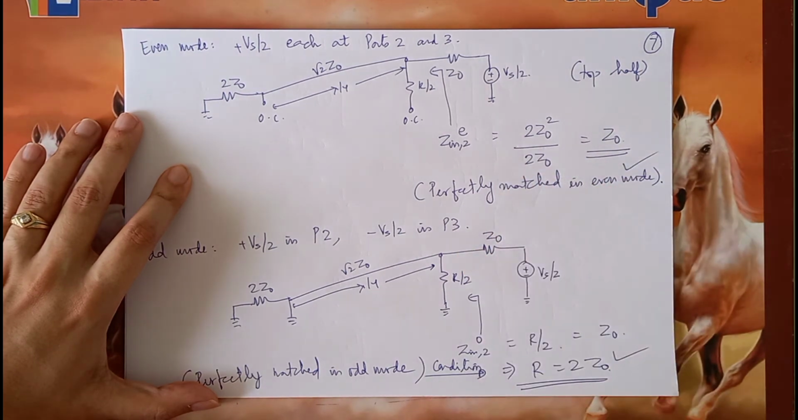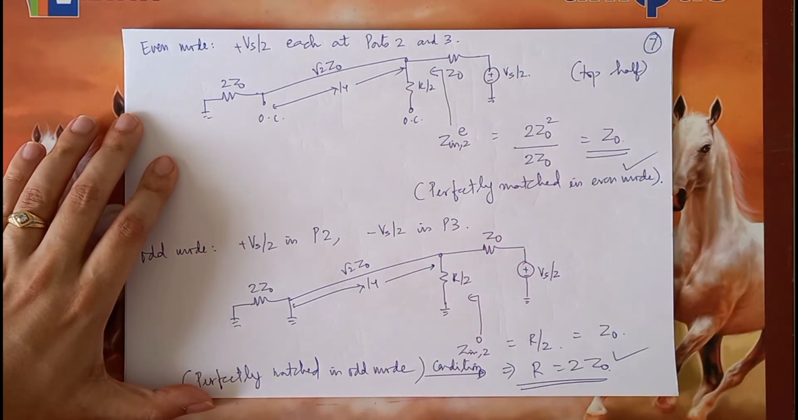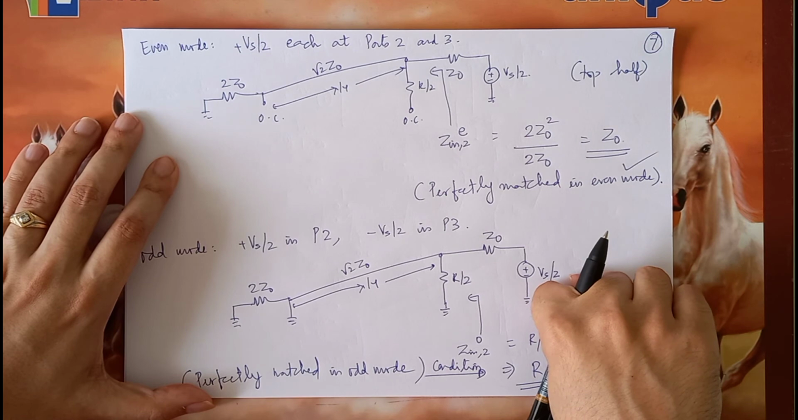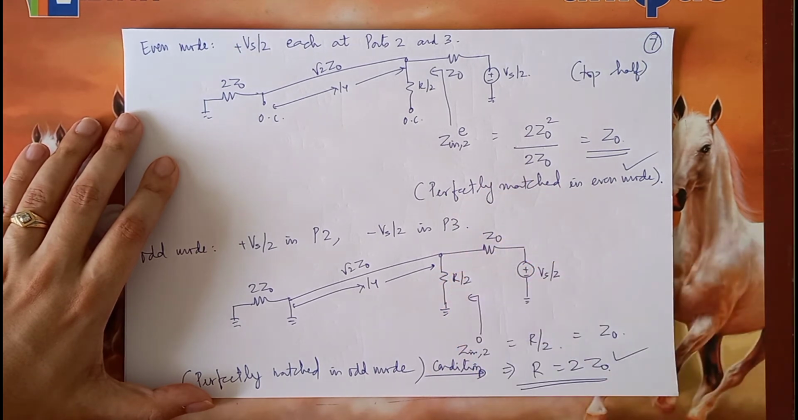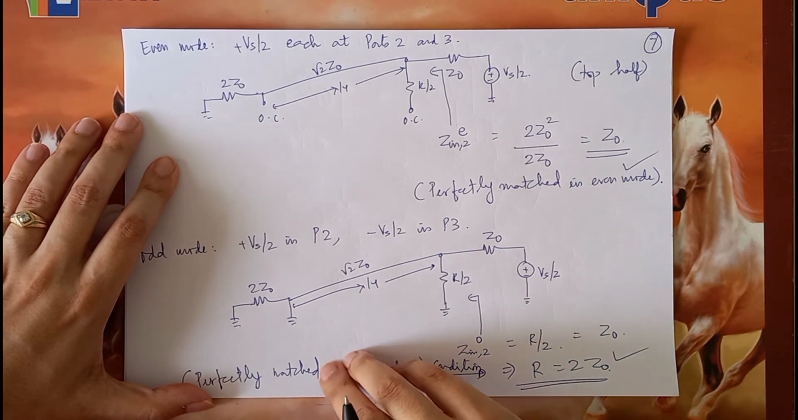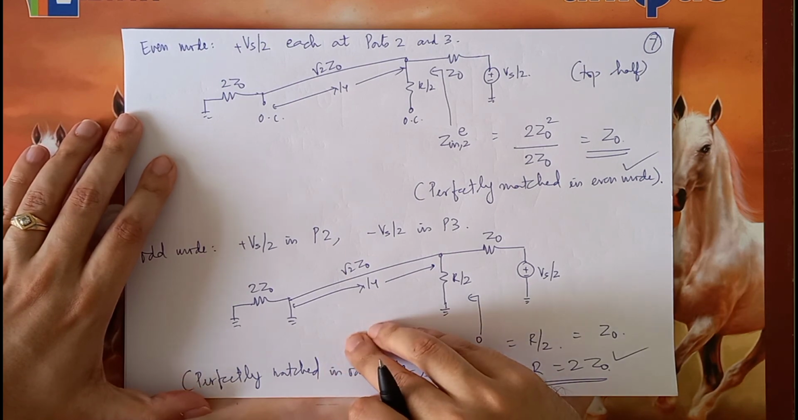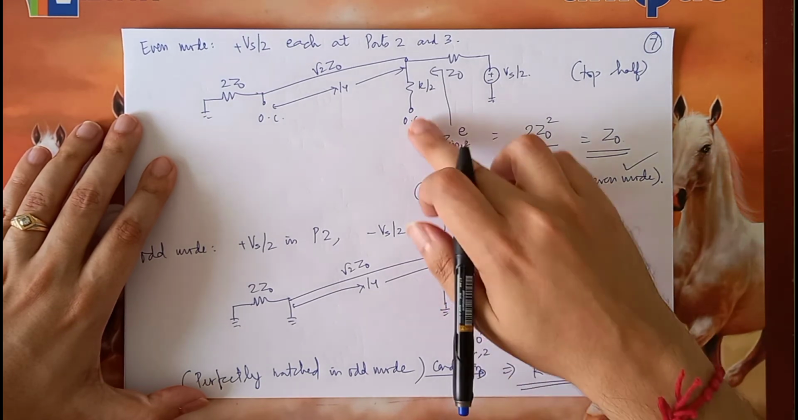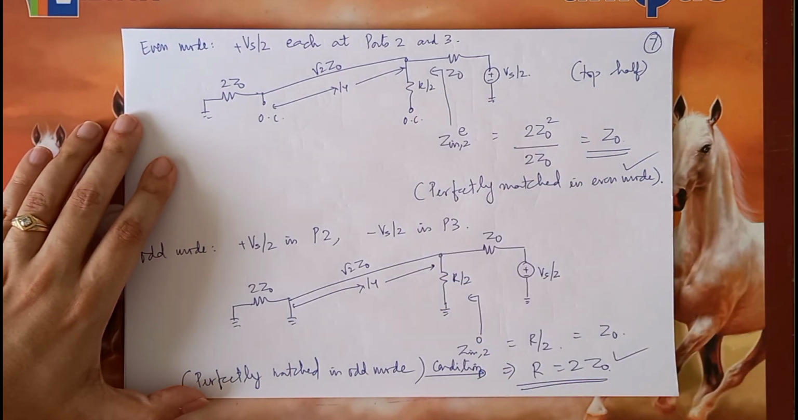Likewise, just like the way how we proved that port 2 is matched in both even and odd modes, the analysis for port 3 will be identical, because ports 2 and 3 are very much symmetric. So therefore, putting this resistor between ports 2 and 3 will ensure that ports 2 and 3 are matched, and even port 1 is now matched. We have already verified that. Because when you are looking into port 1, this resistor does not play any role, because it is behaving like an open circuit in the even mode.